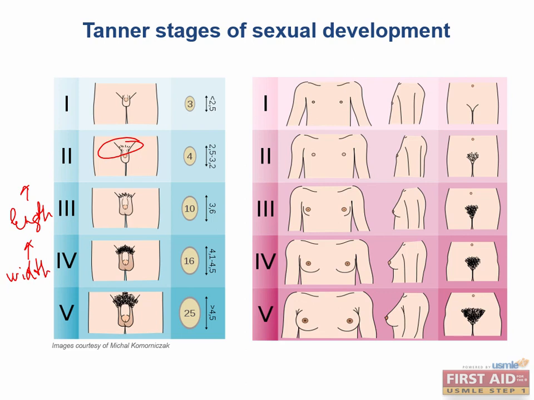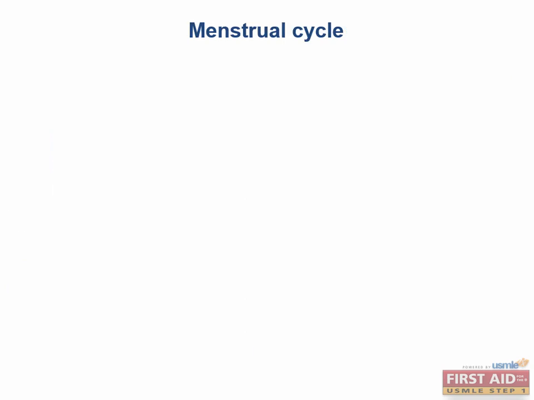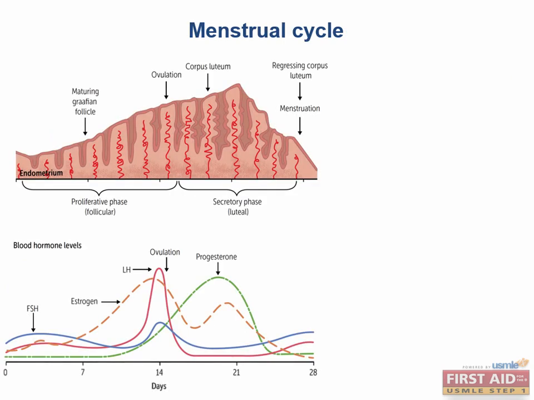Females, exactly. So the menstrual cycle. It's a very important process to know for the boys, and it can be divided into 2 stages. A proliferative phase, also known as follicular, and a secretory phase, also known as luteal. These 2 stages are divided by ovulation.